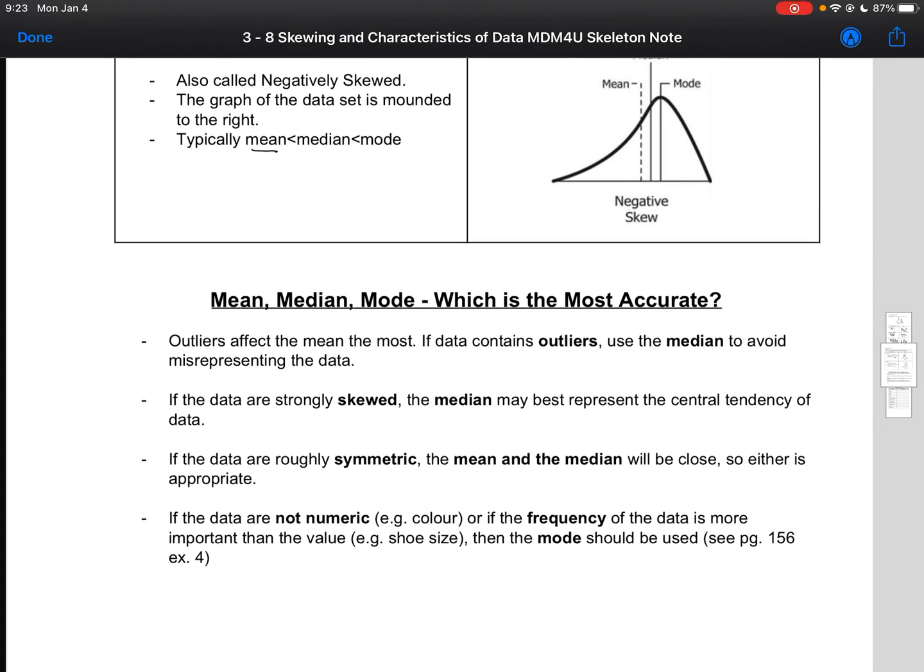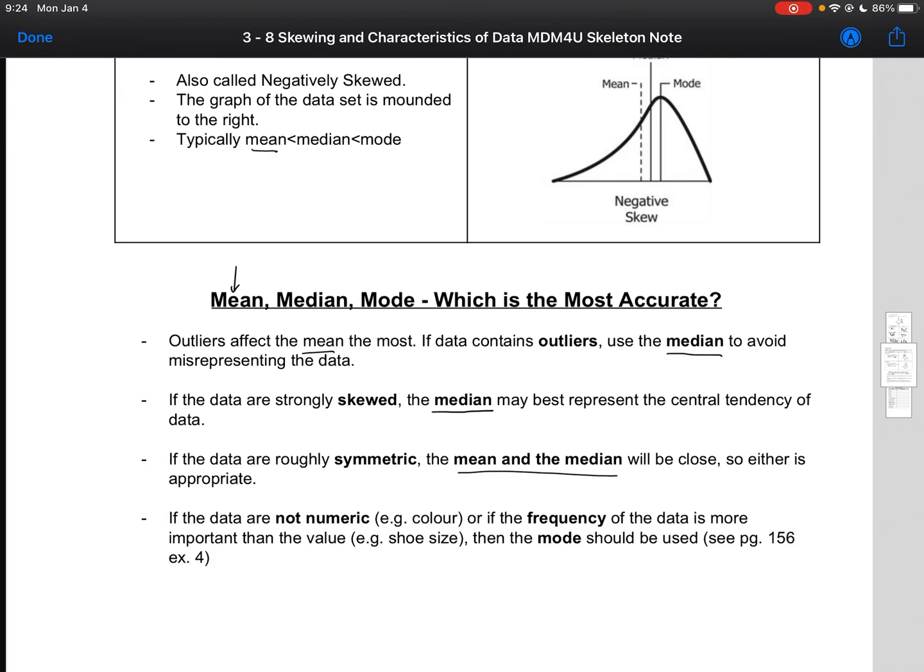When we're discussing graphs, we often talk about mean, median, and mode. This one is probably the most common that comes out, and you want to know which is the most accurate. So the outliers affect the mean the most, as we discussed in a previous video. If the data contains a lot of outliers, you want to describe your data using the median to avoid misrepresenting the data. If the data are strongly skewed, the median, again, may best represent the central tendency of the data. If the data is roughly symmetric, as in our first three examples that we looked at, the mean and the median are going to be close, so either is okay.